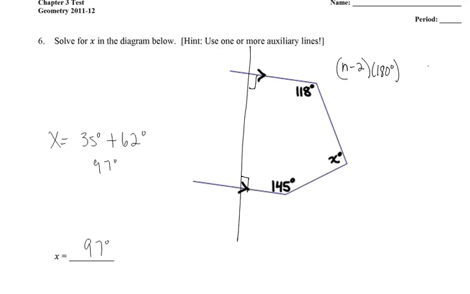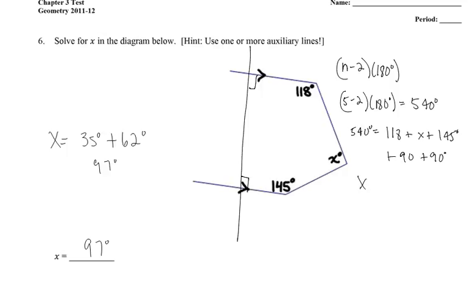this formula, which tells us the sum of interior angles in a pentagon, or any polygon for that matter. So they knew they could figure out 5 minus 2 times 180 should give them 540 degrees. The whole pentagon should be 540 degrees. And they knew that they would get that by adding 118 plus x plus 145 plus 90 plus 90. Solving for that gave them x equals 97.